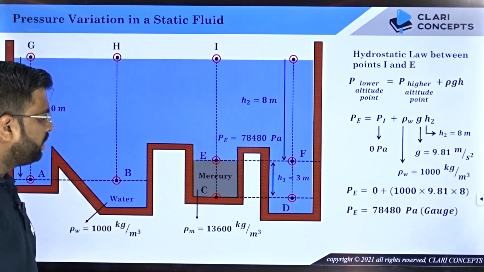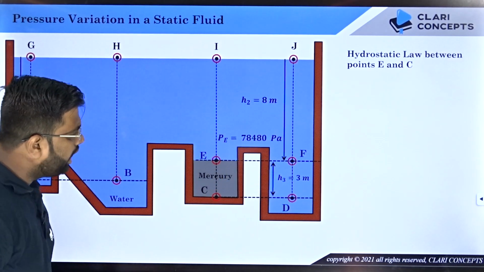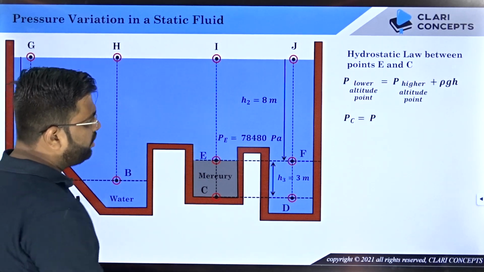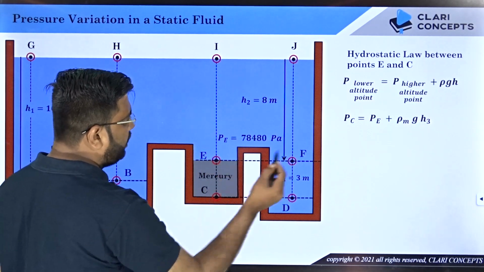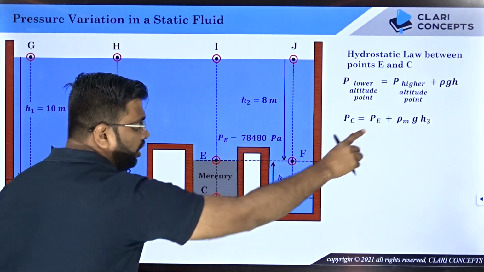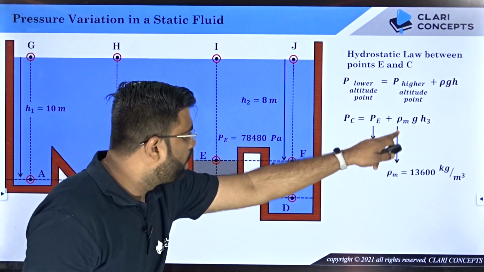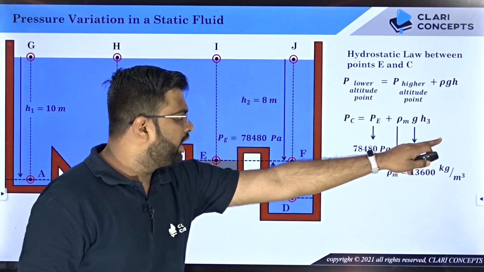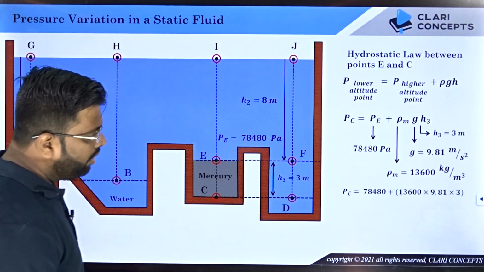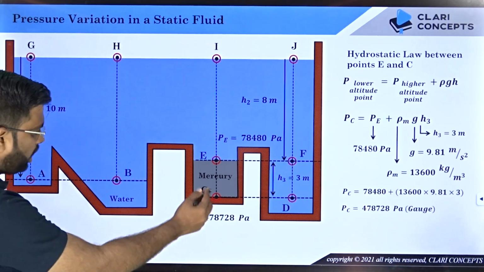Alright, you have put the values. Now, you will find the value of pressure at C using this particular value of pressure at E, and you will use hydrostatic law between E and C. So, how do you do that? Pressure at lower point, that is C, equals pressure at higher point, that is E, plus rho of mercury G and H3. Put the values. Pressure at E is what? 78480. Rho M is 13,600. G is 9.81 and H3 is 3 meters. Put the values. See what you are getting. So, you will get 478728 Pascal as a pressure at point C.